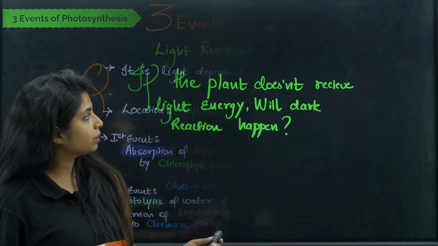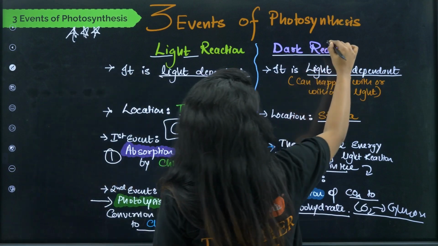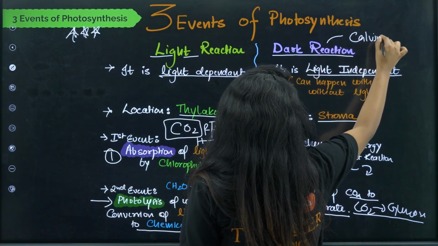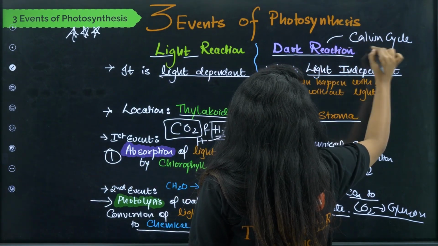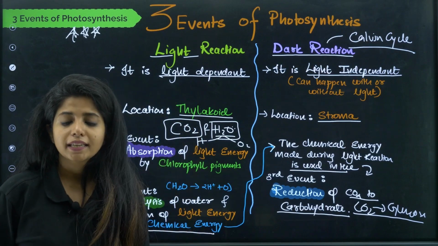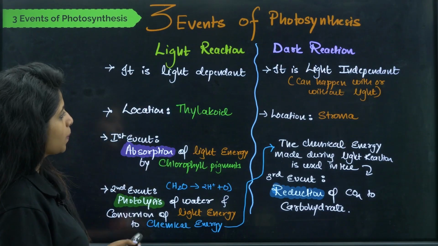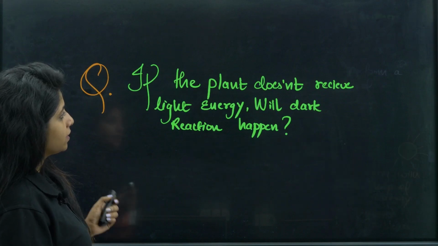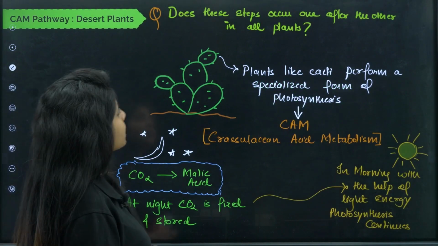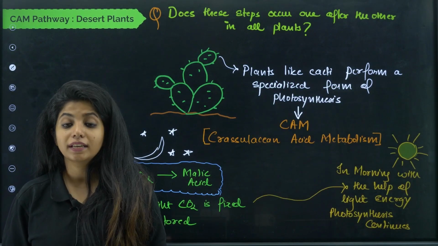Okay, and one more very important thing, the dark reaction is also known as Calvin cycle, because the guy named Calvin discovered it. So this is also known as Calvin cycle. Works? Okay. Now, I discuss this. Next thing, CAM pathway or in the desert plants.